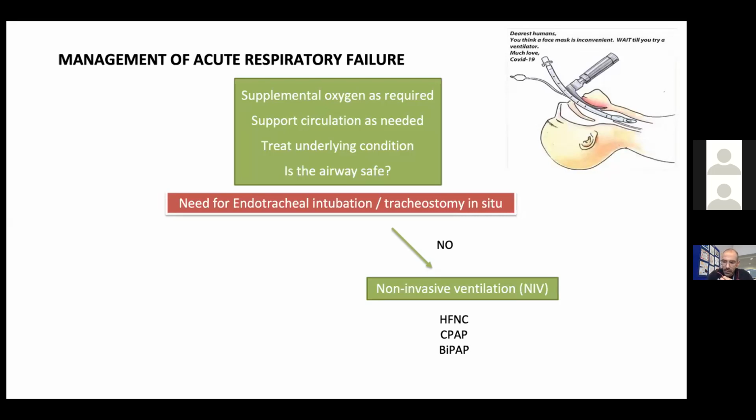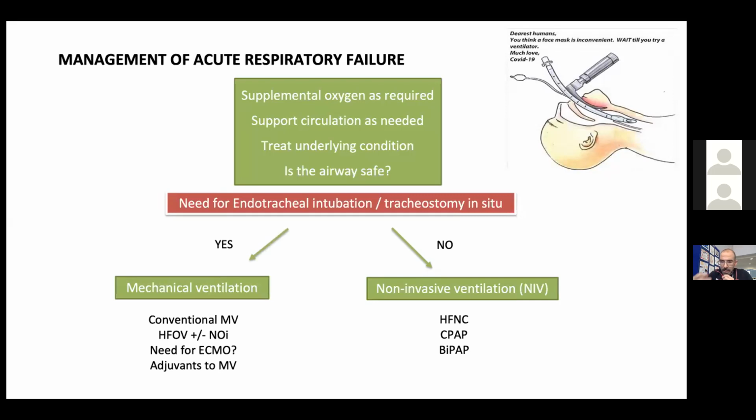And you can use high flow nasal cannula. Remember, this is not a form of non-invasive ventilation. I just put it there for presentation purposes, but remember, it's just a form of oxygen therapy. And then you can use CPAP or BiPAP.